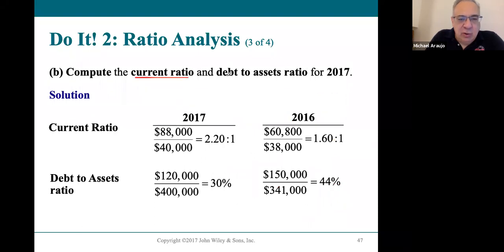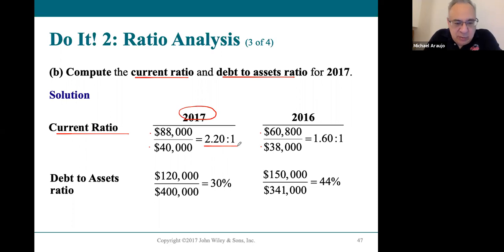The current ratio, for 2017 numbers, current assets to current liabilities, 2.2 to 1, which is excellent. 2016 current assets to current liabilities, 1.60 to 1, $1.60 of current assets to every dollar of current liabilities. So strong in both years, better in 2017. Debt to asset, that's your total liabilities compared to your total assets, for 2017, 30%, for 2016, 44%. So that came down, so that's also a very good sign that this company has improved their financial condition.